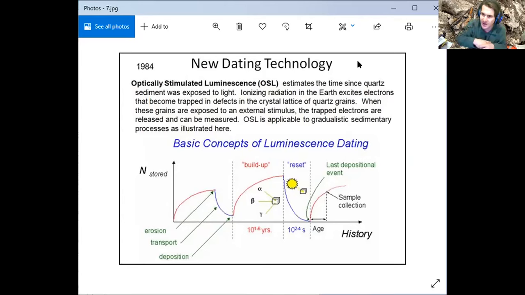So reading this out: the ionizing radiation in the earth excites electrons that become trapped in defects in the crystal lattice of quartz grain. So in other words, the little cracks in the quartz itself, that's where it builds up. When these grains are exposed to an external stimulus, in other words light, it's the sun, it's laboratory light, the trapped electrons are released and can be measured. So whatever explodes out there is measured. And the more that comes off this object, the older it is. It's as simple as that.